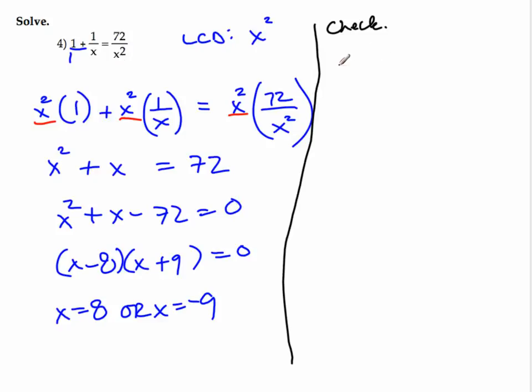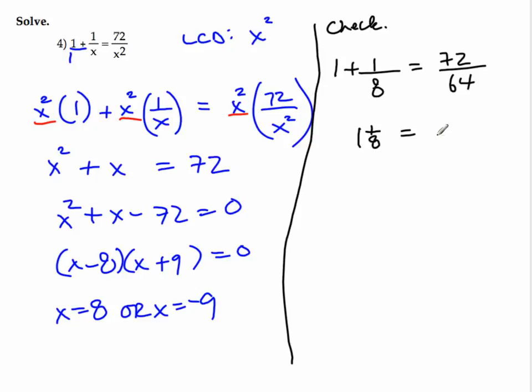I'll just check one of them. So it'd be 1 plus 1 over, let's say 8, use a positive 1, is equal to 72 over 8 squared, or 64. So 1 plus 1/8, that would be 1 and an eighth. And I'm wondering if that's the same thing as 72 over 64.